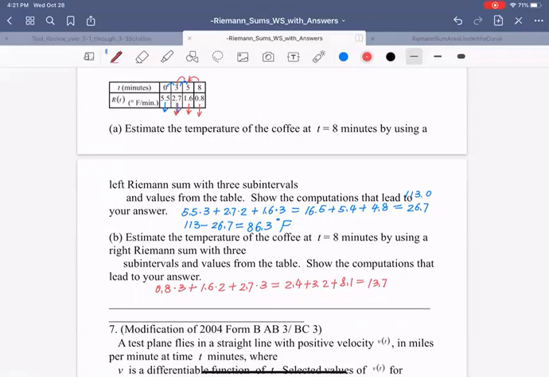13.7. So 113 minus 13.7. All right, that's my answer, Fahrenheit. Make sure you also put the units for this kind of question. The teacher takes off points without units.